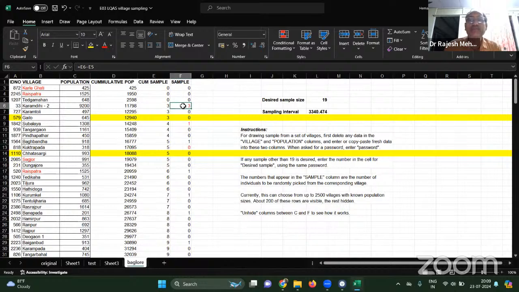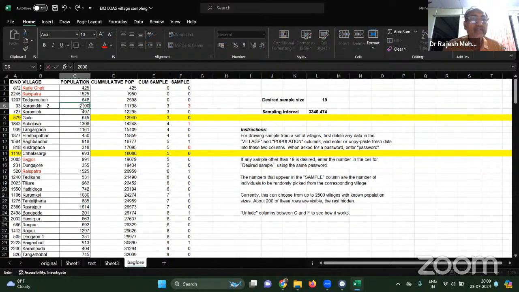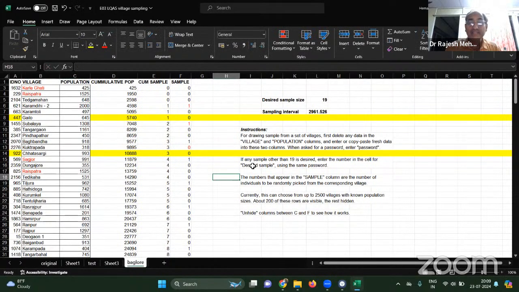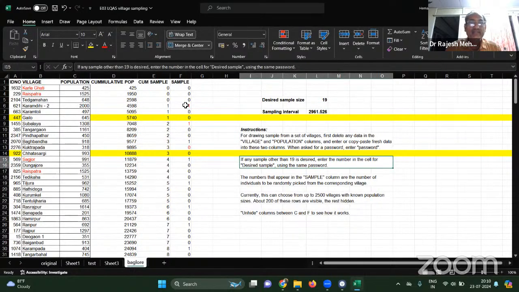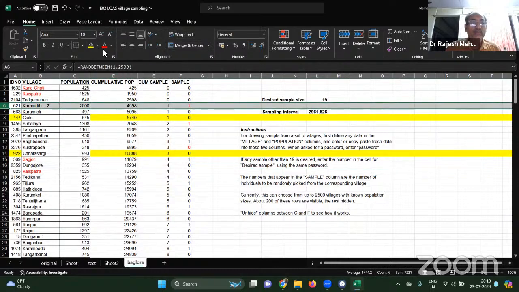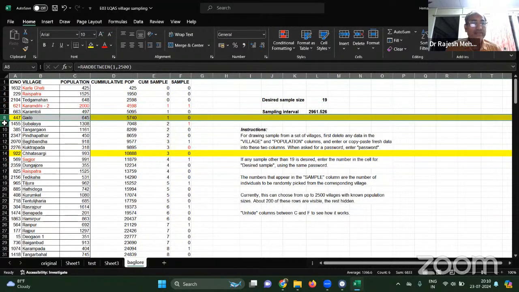Automatically you get more sample from here, right? So this is a file which you should be able to use for lot sampling. First thing, you copy and paste your wards and population over here. Clear? Second thing, you decide the sample size. Third thing, you try to find out from which booth or from which ward you are supposed to take the sample.